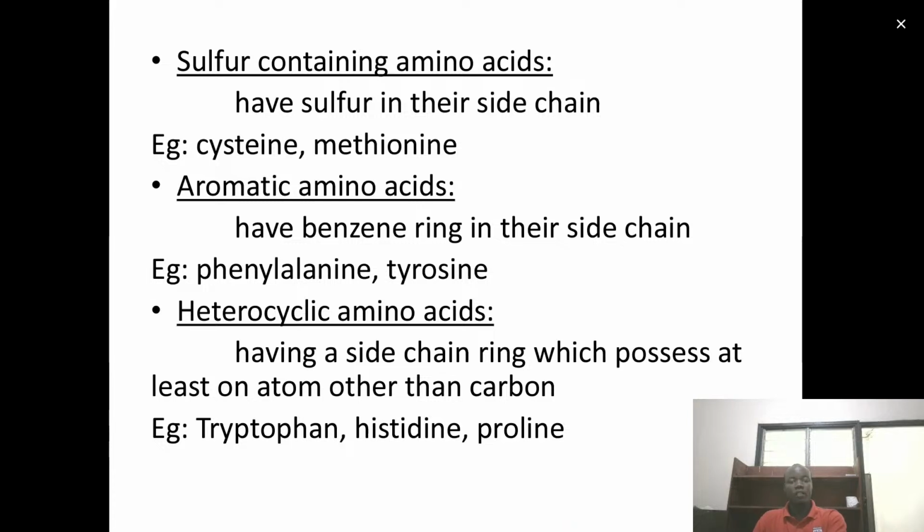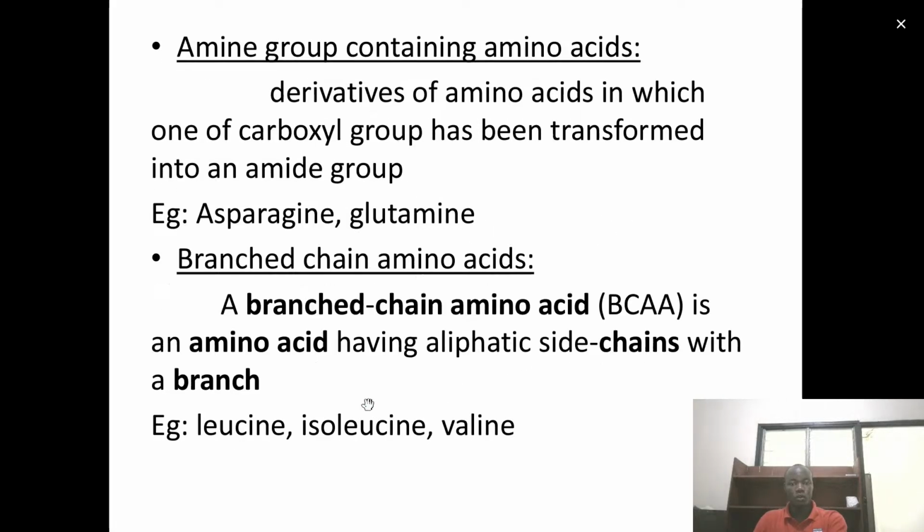And then, apart from that, we also have amine group containing amino acids. That is, amino acids that have an amine in them. So we have asparagine and glutamine. And then we also have amino acids that have a branch in them. That is branched-chain amino acids, which we call BCAA. It's an amino acid having an aliphatic side chain with a branch. Examples of those amino acids are leucine, isoleucine, and valine.